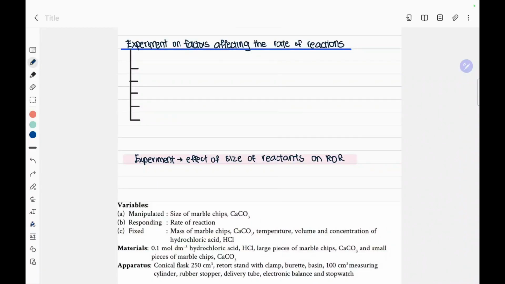Hello everyone, so today we'll be learning about the experiment for the factors affecting the rate of reactions. But before that, I would like to add something which I missed out in my previous video.